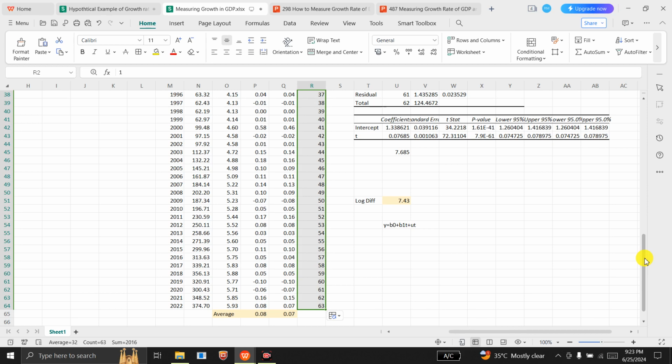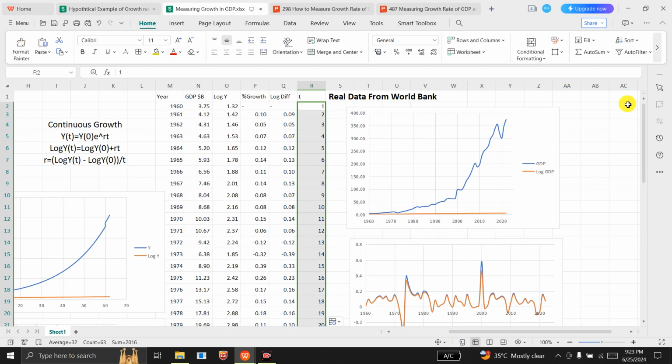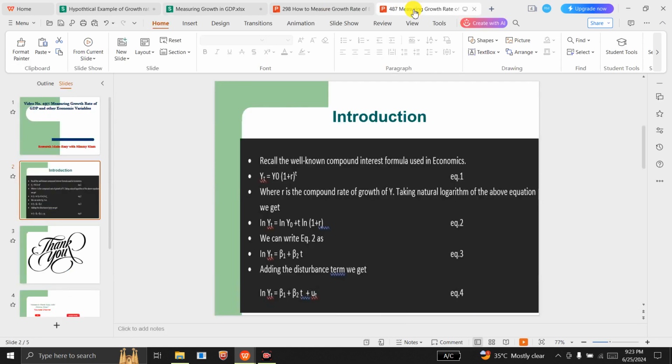We may also use this formula for computing growth rate of other economic variables too, like money supply, investment, imports, exports, and so on. So this is very interesting and very useful, and you can use actual data in your research by calculating the growth rate of various economic variables.